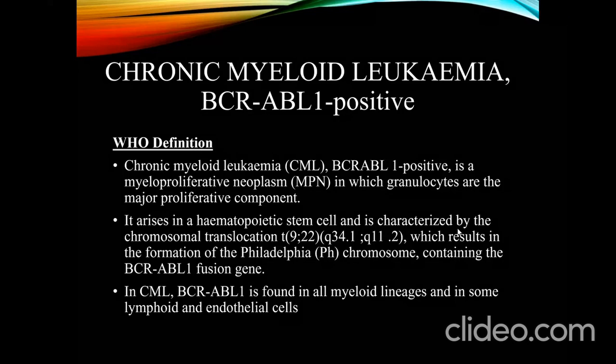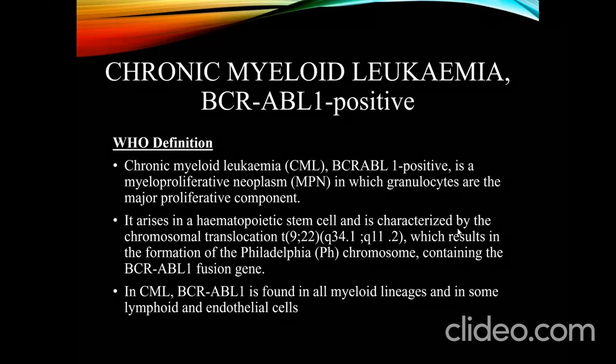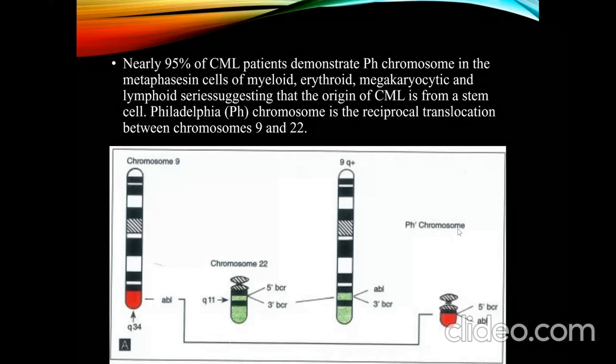WHO definition: chronic myeloid leukemia, BCR-ABL1 positive, is a myeloproliferative neoplasm in which granulocytes are the major proliferative component. It arises in a hematopoietic stem cell and is characterized by the chromosomal translocation from 9 to 22, which results in formation of the Philadelphia chromosome containing the BCR-ABL1 fusion gene. In CML, BCR-ABL1 is found in all myeloid lineages and in some lymphoid and endothelial cells. Nearly 95% of CML patients demonstrate Philadelphia chromosome in the metaphase in cells of myeloid, erythroid, megakaryocytic, and lymphoid series, suggesting that the origin of CML is from a stem cell.